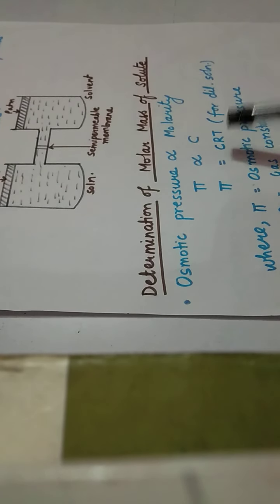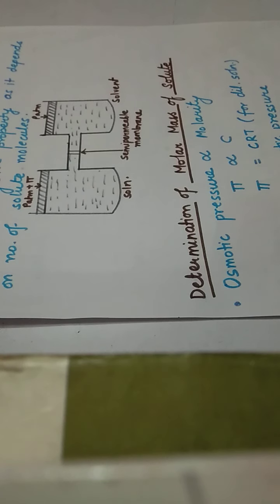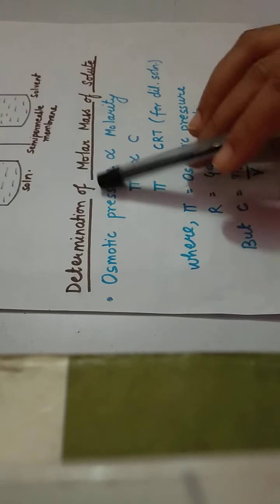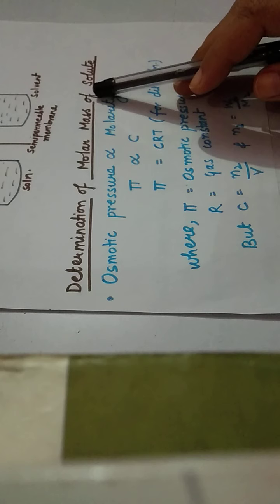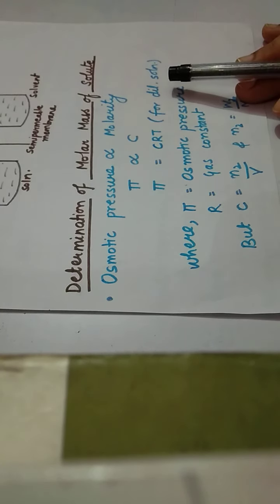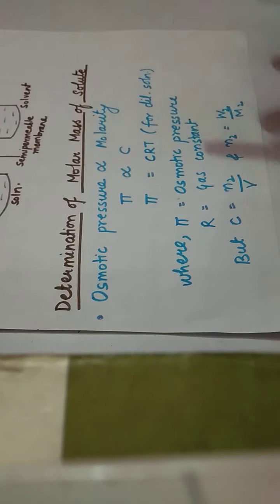Now next, I have told you earlier also that osmotic pressure is a colligative property, and children, you all know what a colligative property is. A colligative property is one which depends upon the number of solute molecules. Now next is the determination of molar mass of solute using osmotic pressure. How are we going to find out the molar mass of solute using osmotic pressure, children?